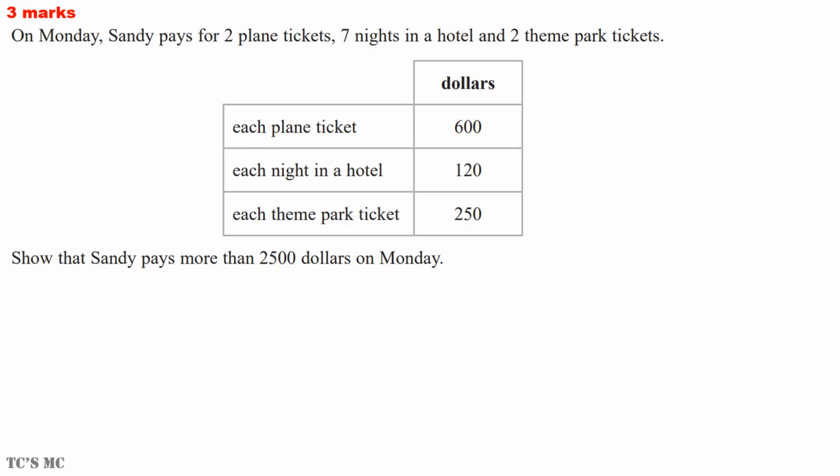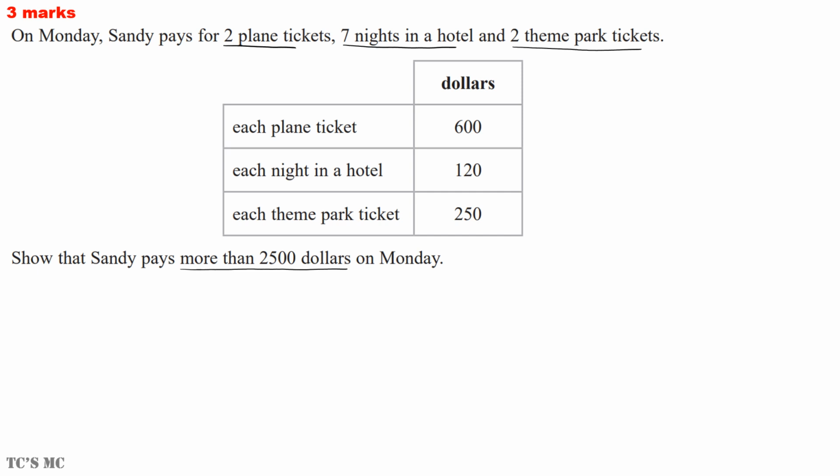On Monday, Sandy pays for 2 plane tickets, 7 nights in a hotel, and 2 theme park tickets. Show that Sandy pays more than $2,500 on Monday.